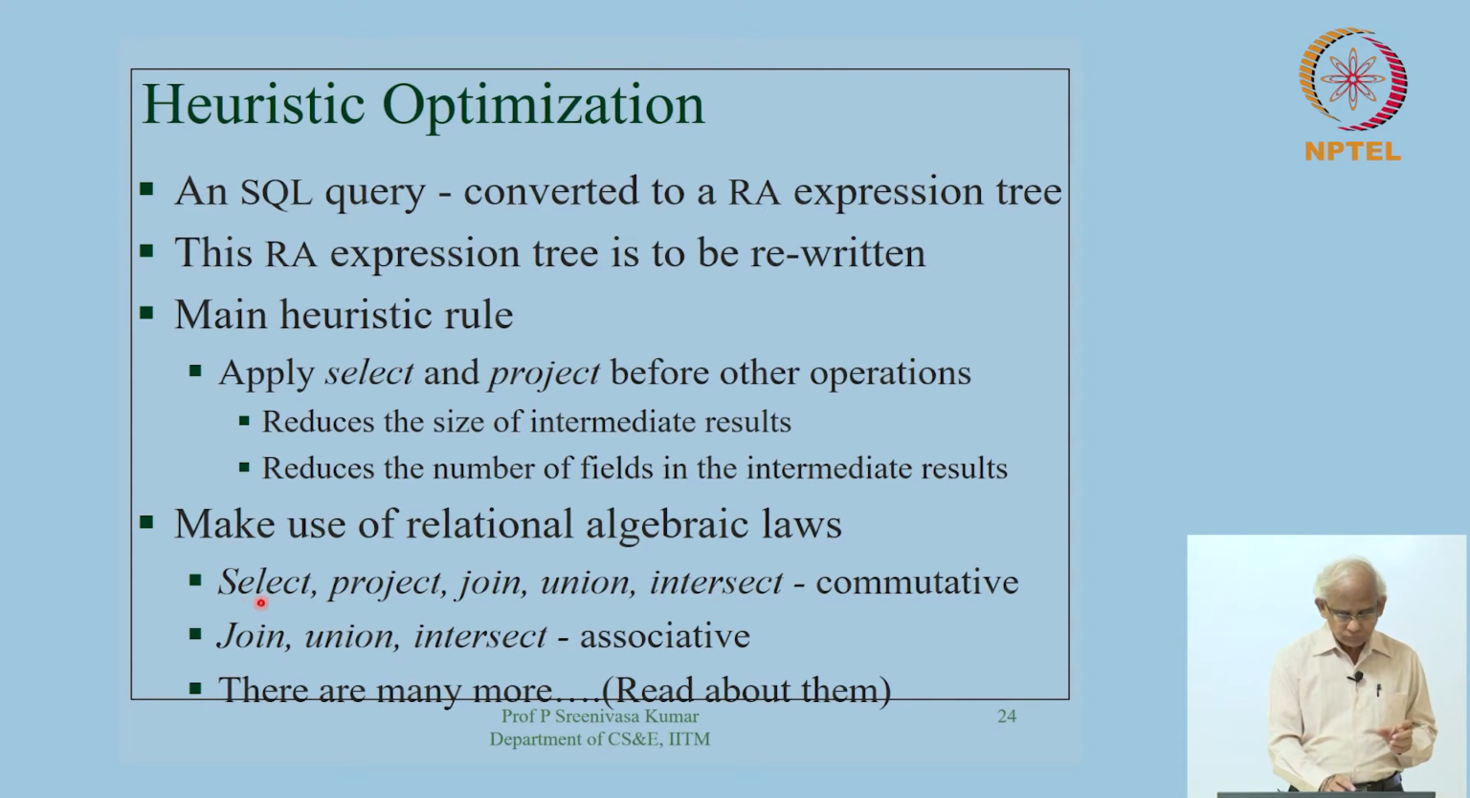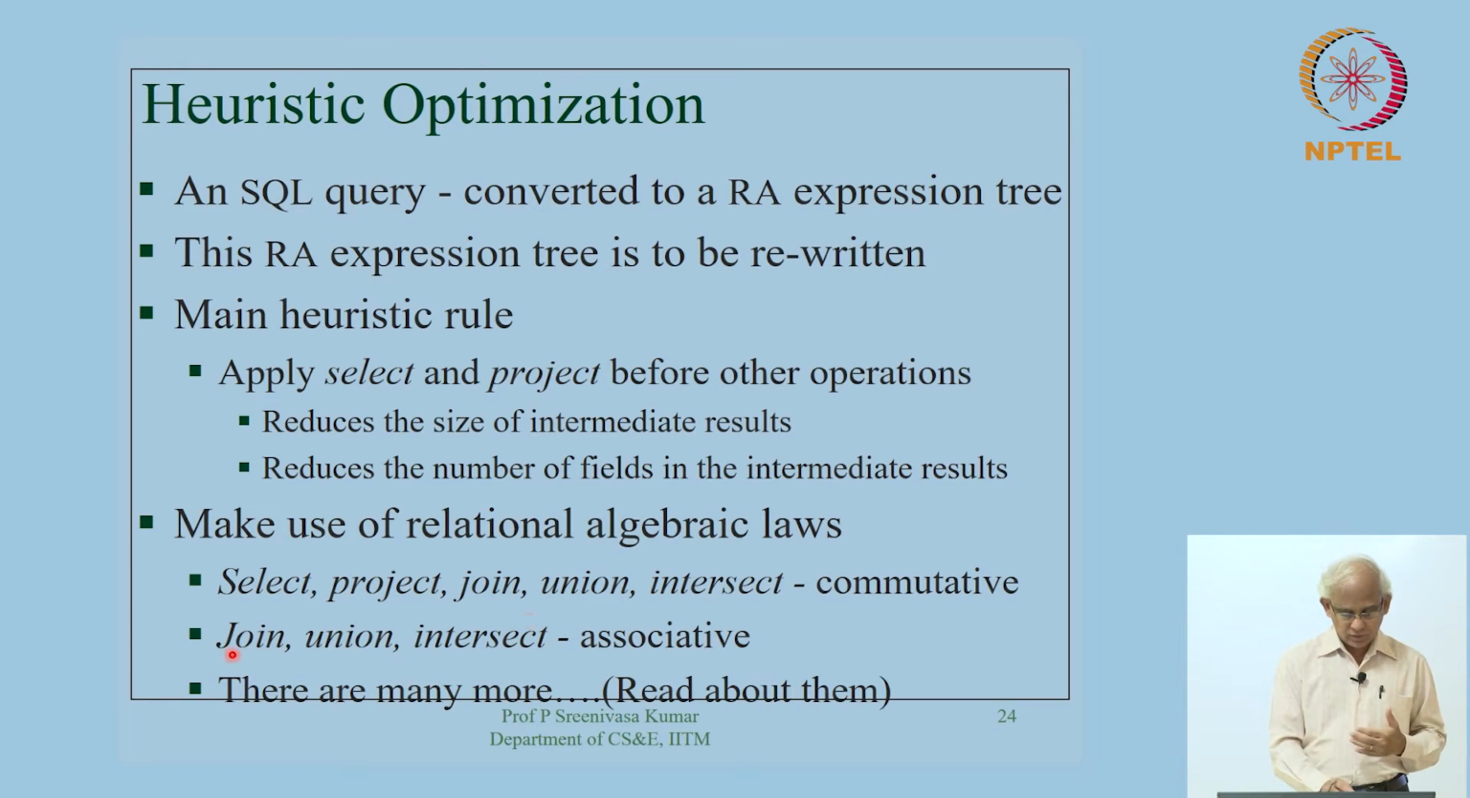So if two selects have to be applied, you can apply them in any order. If two projects have to be applied, you can do them in any order. So A join B is the same as B join A. So all those properties are there. So you make use of them and adjust these operators in such a way, and then union, join, intersect, they are also associative.